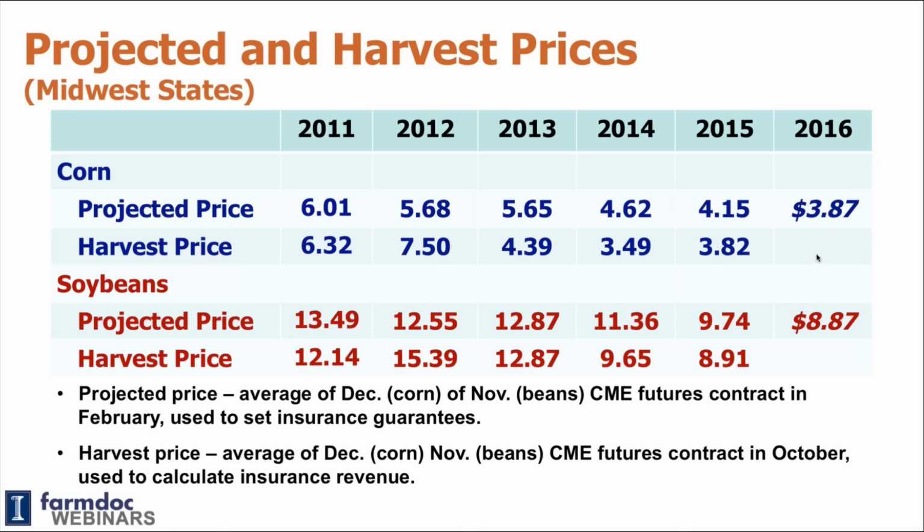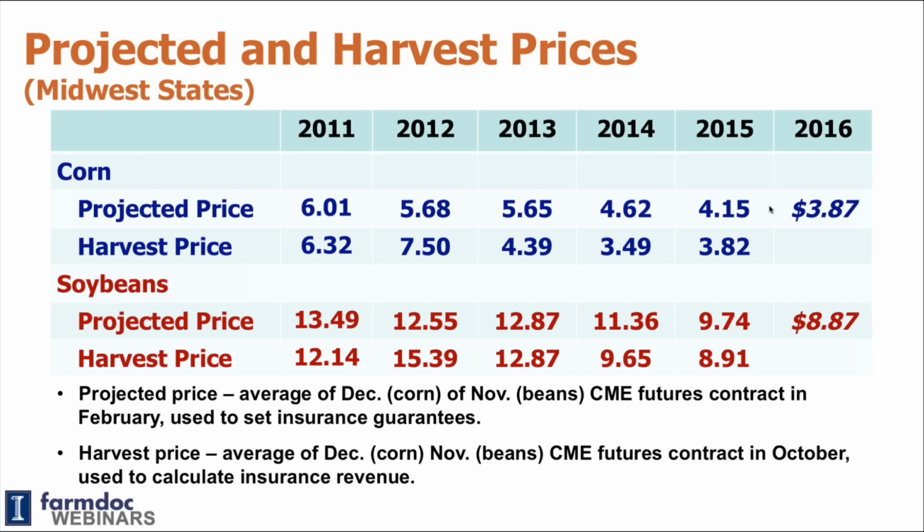A couple of notes here. First is that $3.87 is lower than any that we have up here: 2011, $6.01; $5.68 for 2012; $5.65, $4.62, and $4.15. We're on a steady downhill slide since the 2011-2012 period. That $3.87 would take us back to 2009 as the period that was set at $3.90.